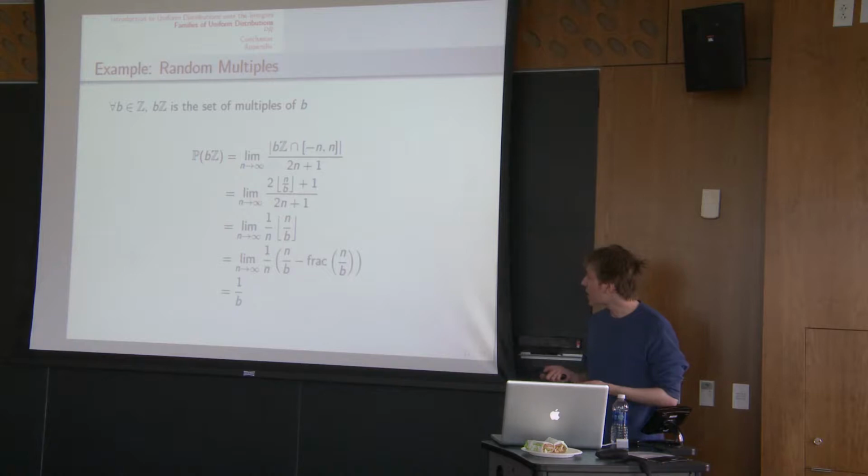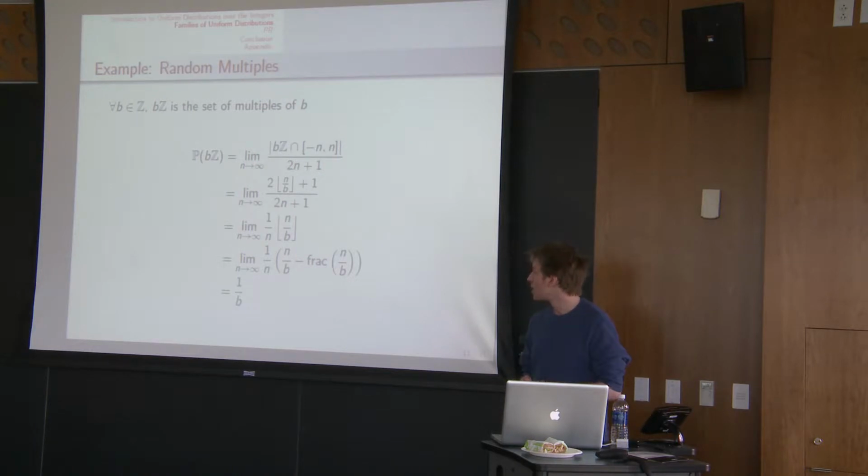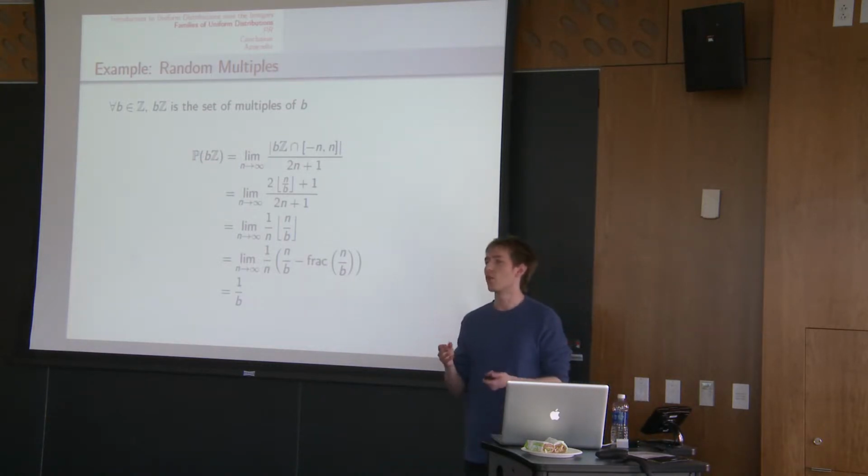Then in the next line, the second to last line, I write out the floor division in terms of the non-floor division and the fractional part. And the fractional part, of course, is dominated by 1 over n, so we just get 1 over B. So the multiples of B, it's every Bth point. As one would expect, the probability is 1 over B.